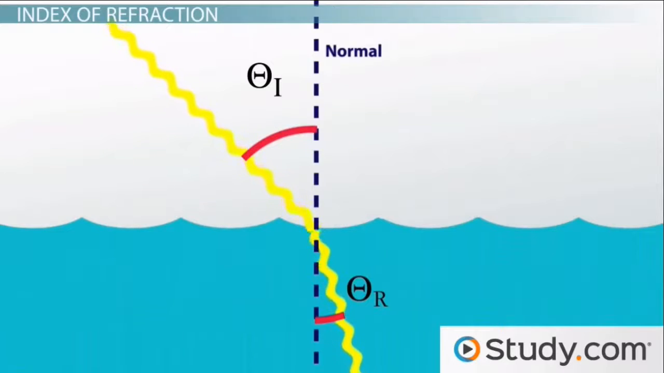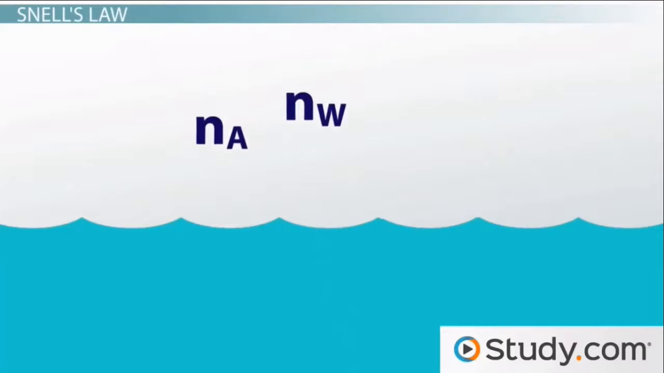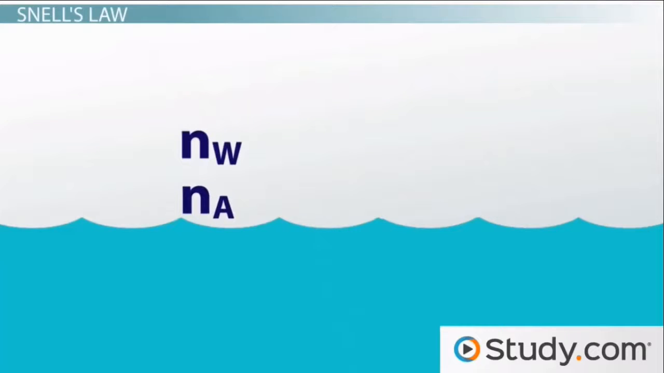The difference in size of the angles is directly related to the difference in refractive indices. I'll show you what I mean with a little bit of algebra. Let's make a ratio of the two refractive indices, the two n values for the air and the water. We'll call the index for air n_a and the index of refraction for water n_w. The ratio will look like this, n_w over n_a. The slower medium is on top, while the faster medium is on the bottom.